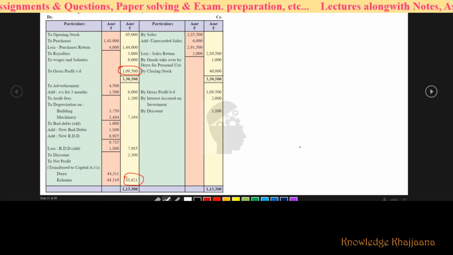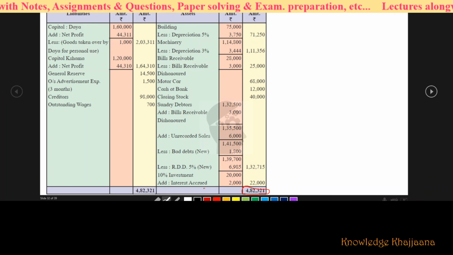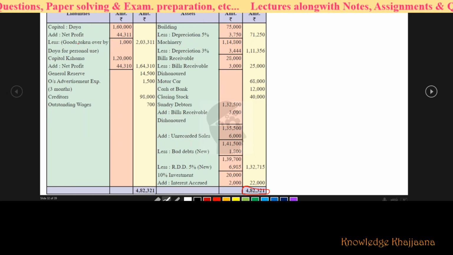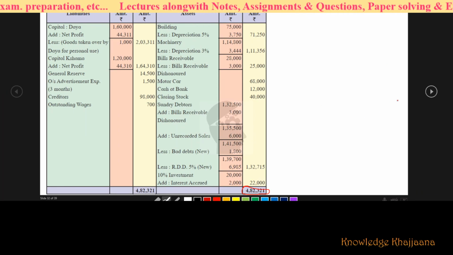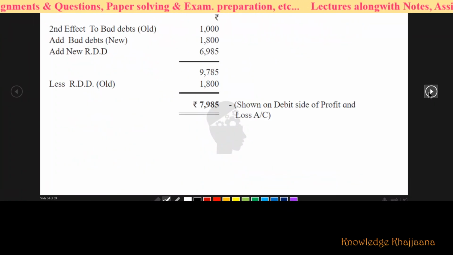Then for the balance sheet, our total is rupees 4,82,321. Okay, in this way we have solved the problem correctly. These were the working notes.